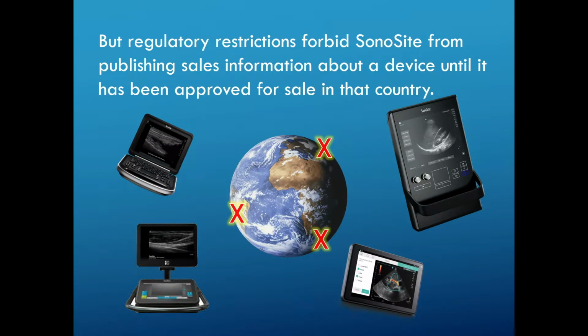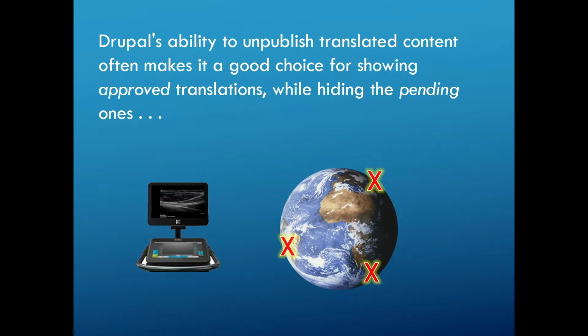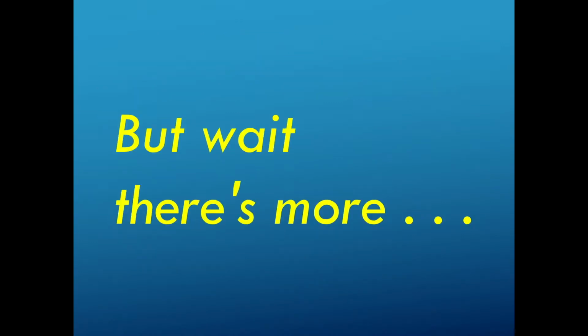But the issue here is that because of regulatory restrictions around the world, we can't talk about a product like this Edge system here until it's approved for sale in that country, which kind of makes sense. If something's not allowed to be sold in Japan, you can't talk about it in Japan, which makes our job interesting. Now, Drupal's ability to publish and unpublish content, especially in Drupal 8, is really cool, and it seemed like the perfect solution to this. If you can't talk about a product, well, you unpublish the translation for that product.